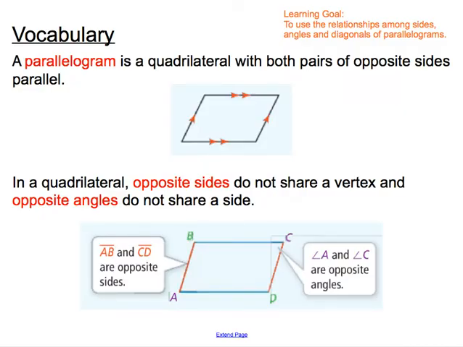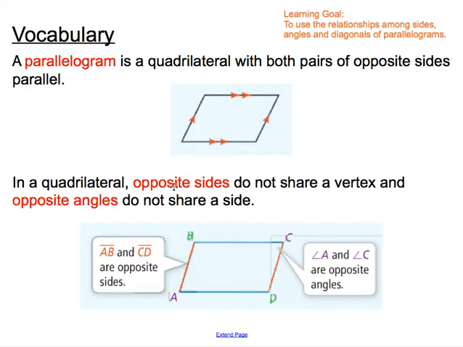So a parallelogram is a quadrilateral with both pairs of opposite sides parallel. So as you can see here, we have a quadrilateral, a four-sided figure, and this four-sided figure has this set of opposite sides parallel and this set of opposite sides parallel.